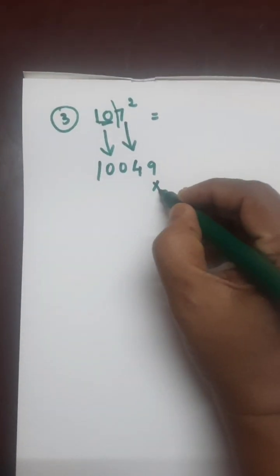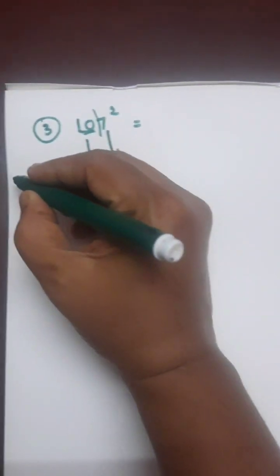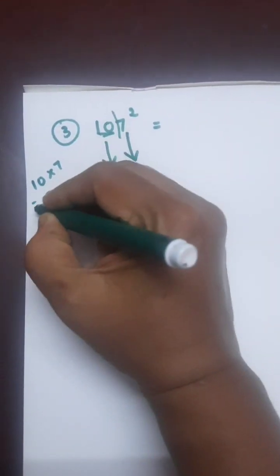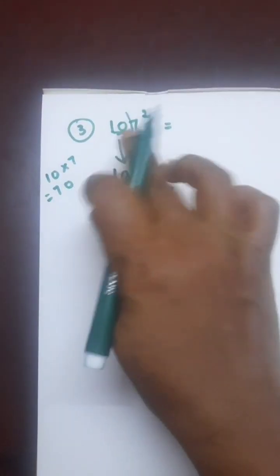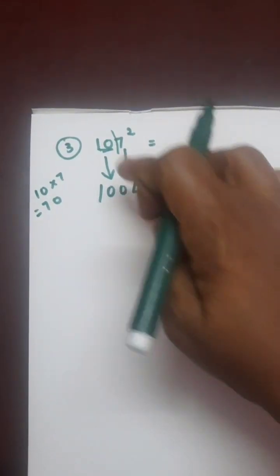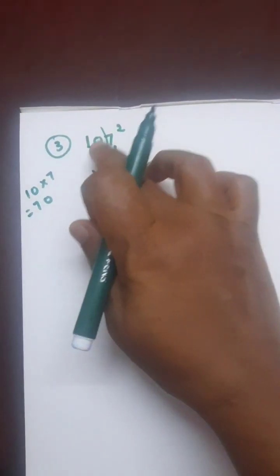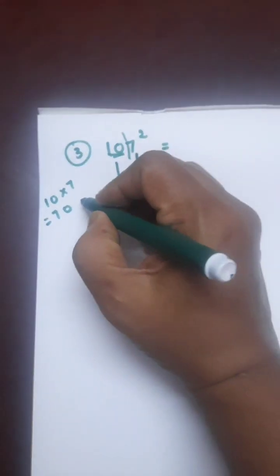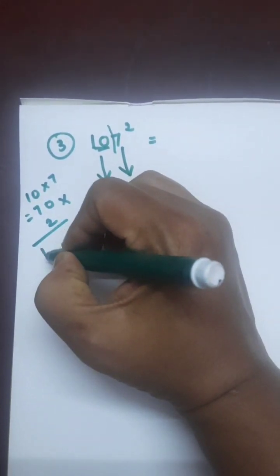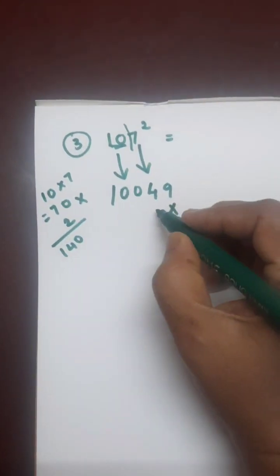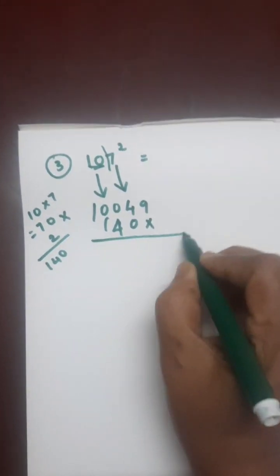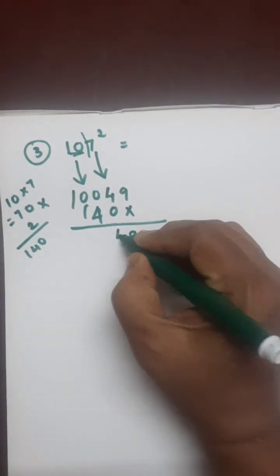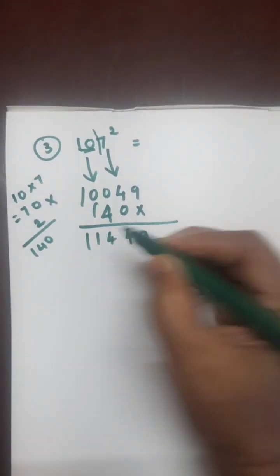Below 9 I will not write anything, and then we will multiply 10 into 7, that is 70. 10 into 7 is 70. We have segregated like that. This is 10 and this is 7. 7 square is 49. 10 square is 100. Now 10 into 7 is 70. Again double it, multiply by 2. We will get 140. Now 0 will be here, 4 will be here, and 1 will be here below that. Now add 9, 4, 4, 1 and 1.